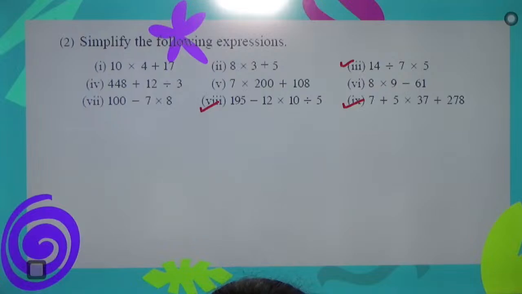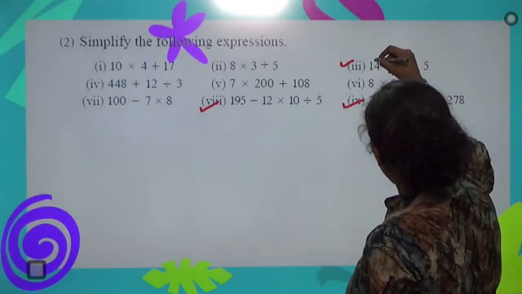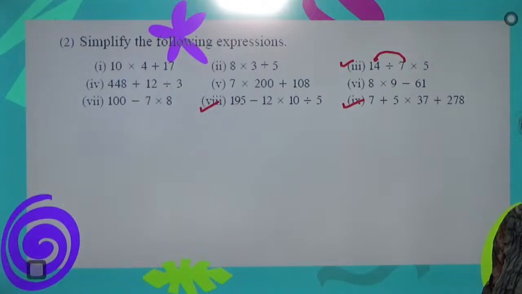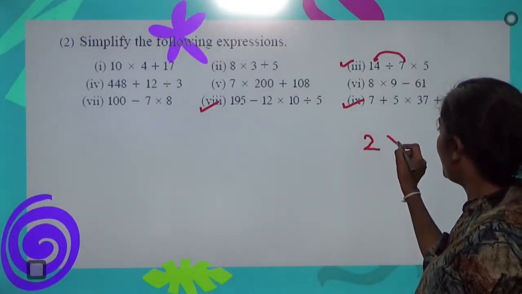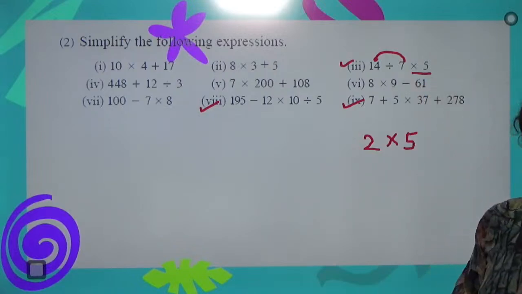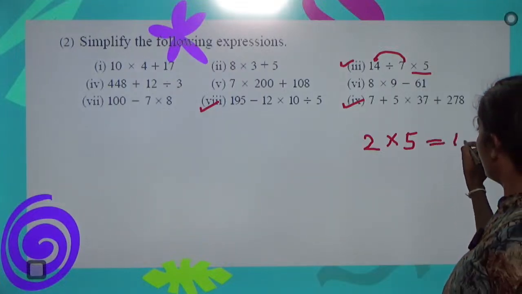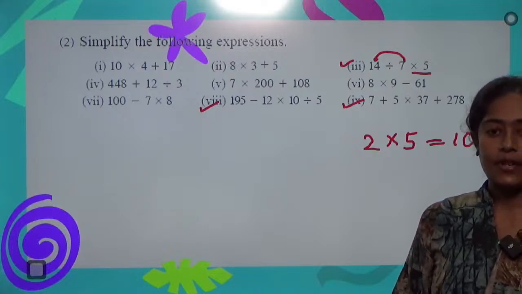Oh, sorry. Look at this one. Here, 14 divided by 2. What is the answer? 2. Then multiplication, 5 you have next. This one. 2 by 5. What is the answer? 10. Yes, very easy. Okay. All right.